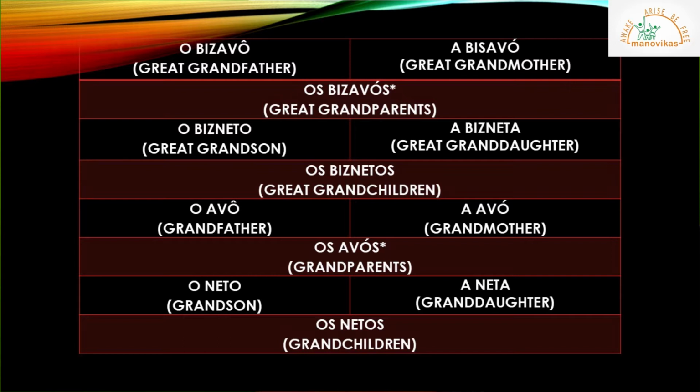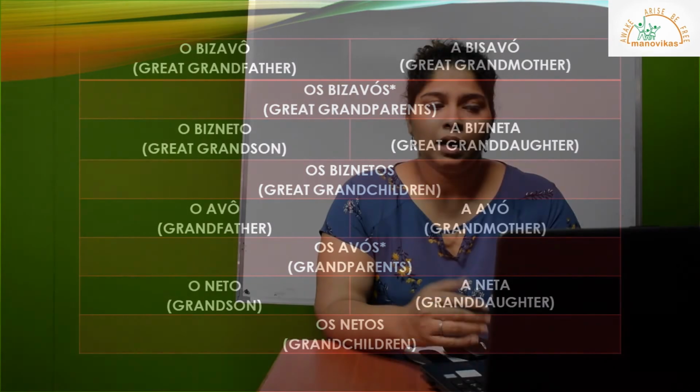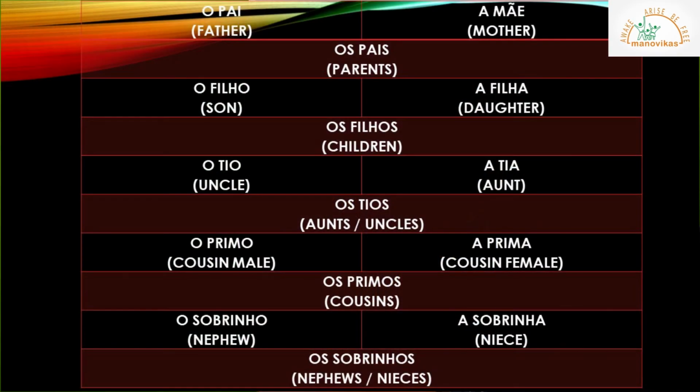For you to be called grandchildren, for example, you would say os netos. O neto, a neta, that is the grandson and the granddaughter. Os netos together becomes the grandchildren. Moving on, o pai, a mãe. Now we are already familiar with this because we say the same words in Konkani. Only that the spellings are different. So be careful. O pai, a mãe. Together we call them os pais. So the father and the mother together becomes the parents.